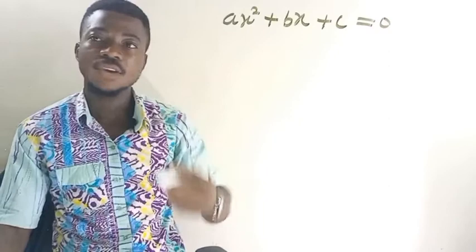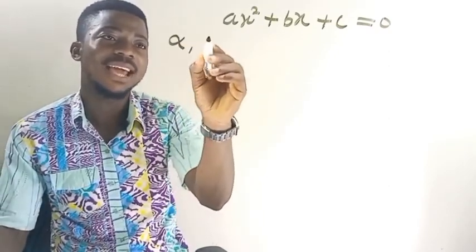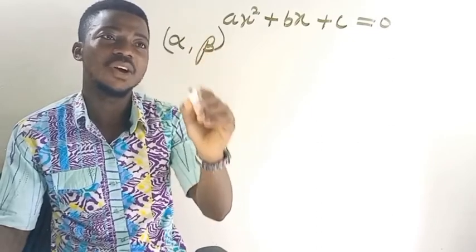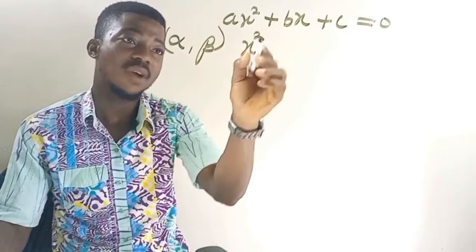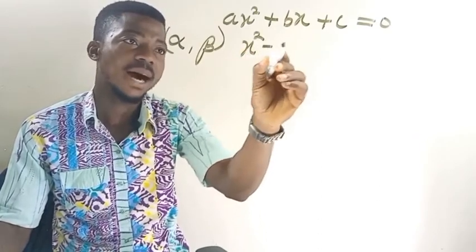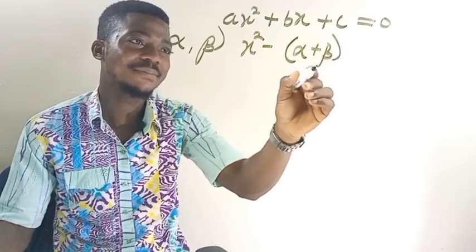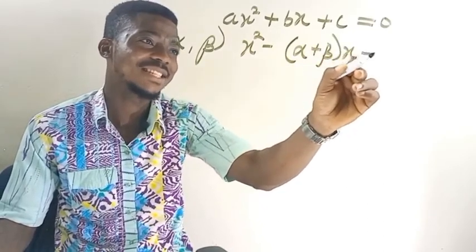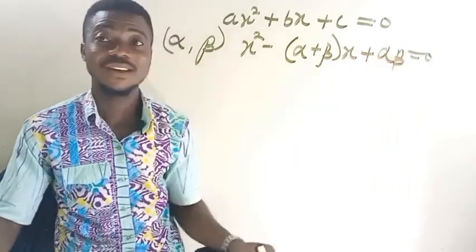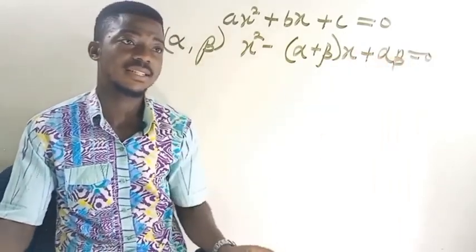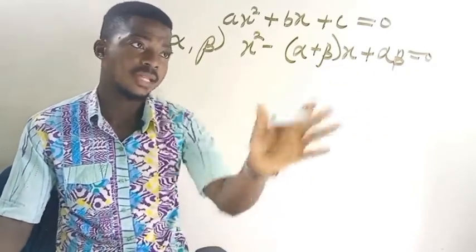Yeah, so an equation whose roots are alpha and beta will have this equation. x squared, it's going to take this form: minus (alpha plus beta) x plus alpha beta equal to 0. All right, so you're going to have something like this. This one is an equation whose roots are alpha and beta.